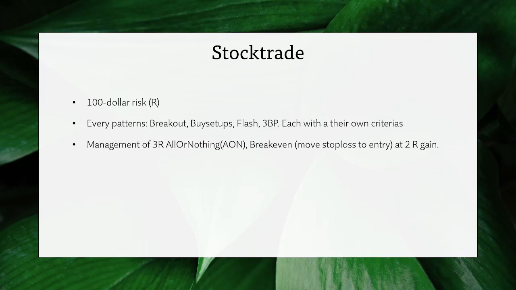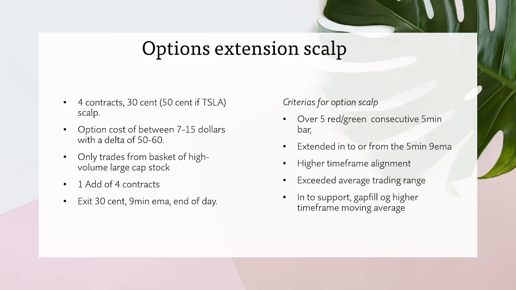For my stock trades, I do $100 risk. I can trade every pattern that I know, and they all have their own criteria. And my management is a fixed 3R all or nothing with a break even at a 2R gain. This means that I either win $300 or lose $100 per trade, but at $200 gain, I move my stop to $0 instead of minus 100.